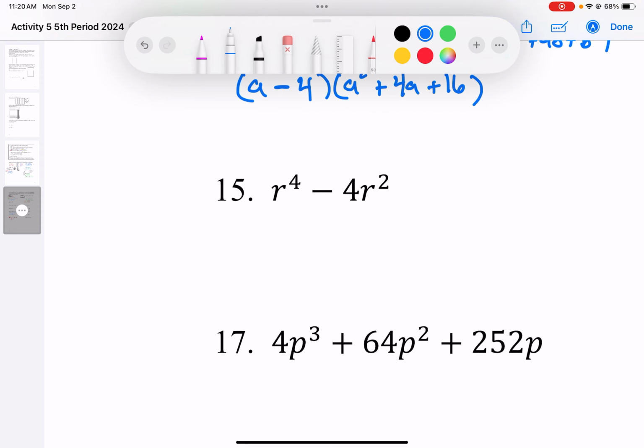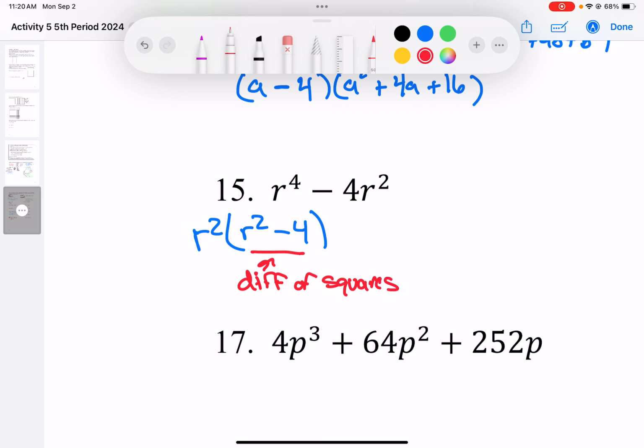Okay, there's a lot of steps to this one. So I'm going to factor out an r squared. So that leaves me with r squared minus 4. And you might think, we're done. Well, you're not. Okay, this is the difference of squares. So that's going to be r squared, and then I've got r minus or plus 2, r minus 2. Now you're done.